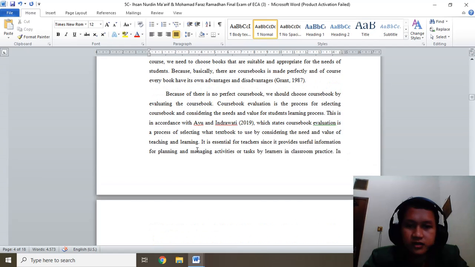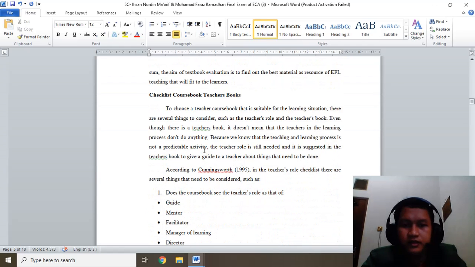And there is the statement from Ayu and Indrawati 2019, which states that course book evaluation is a process of selecting what textbook to use by considering the needs and value of teaching and learning.